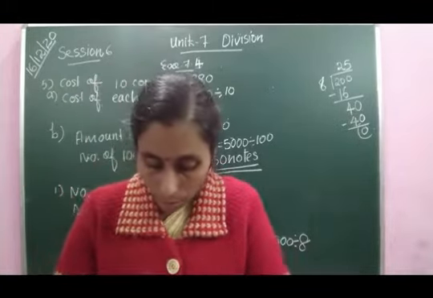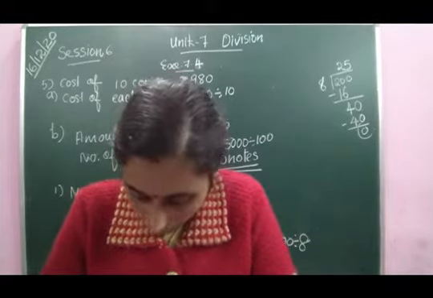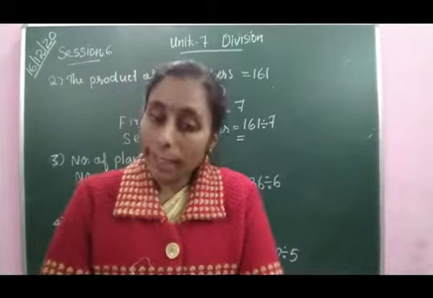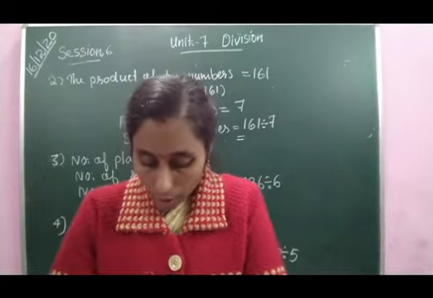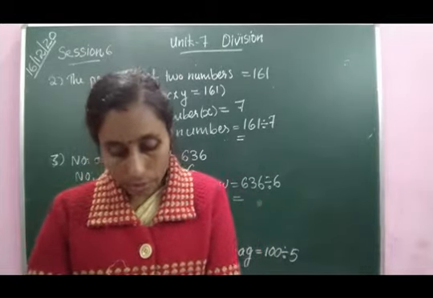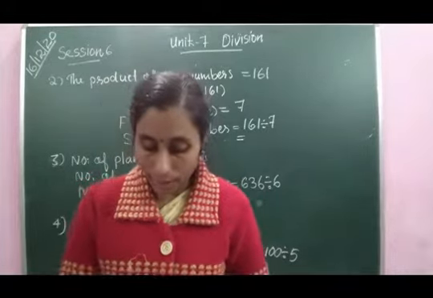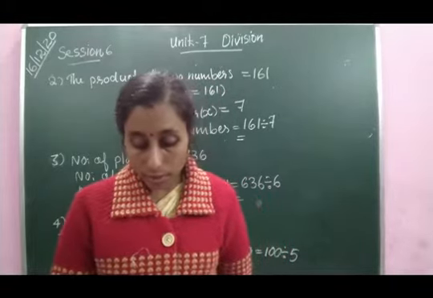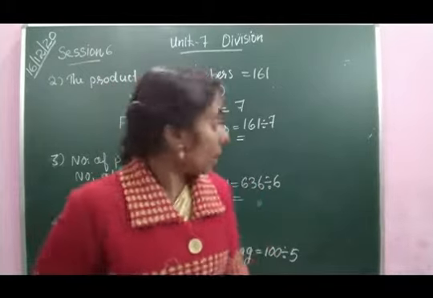Next question, the product of two numbers is 161. If one number is 7, find the other number. Now let's read the next question. 636 plants are arranged equally in 6 rows in a garden. How many plants are there in each row? Now let's see. Here I have written.